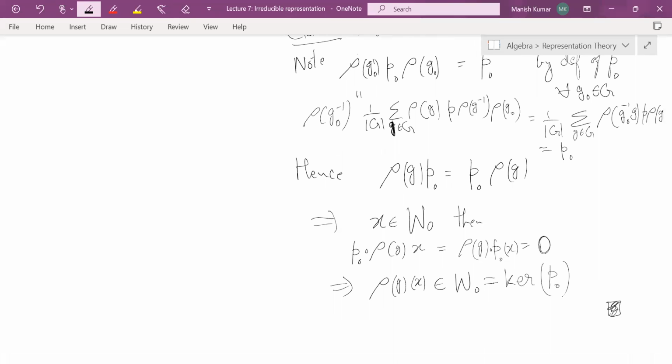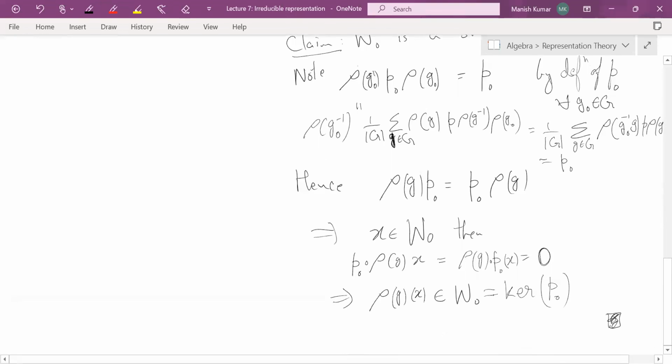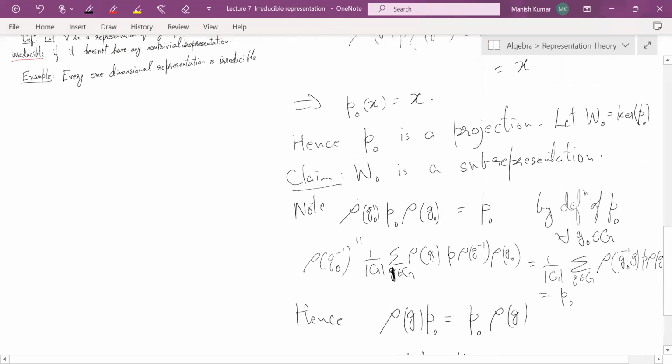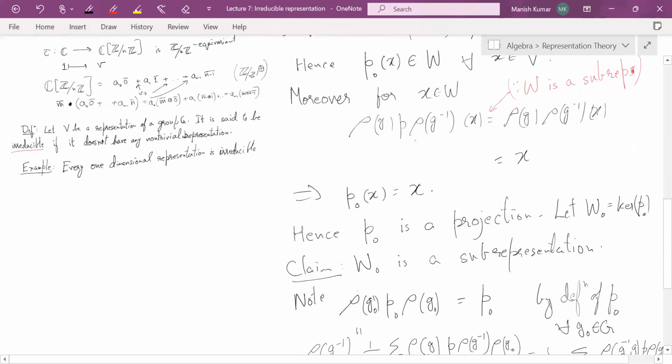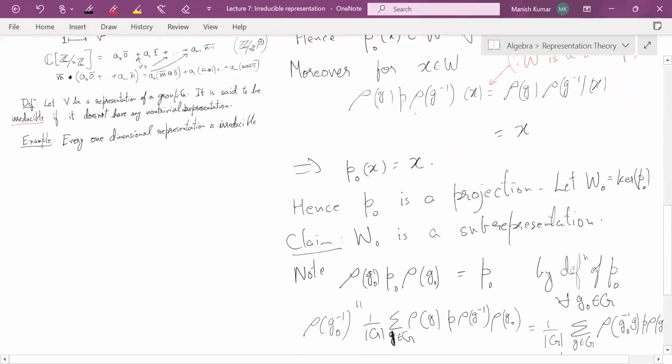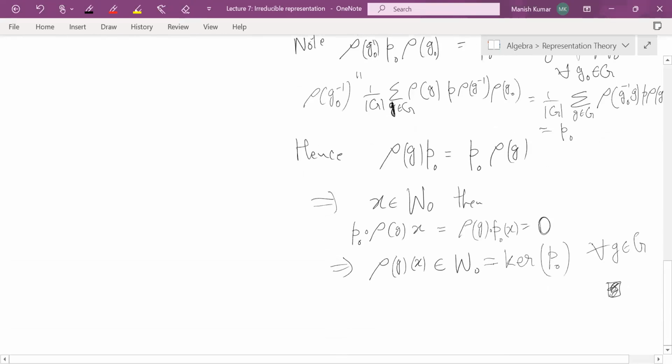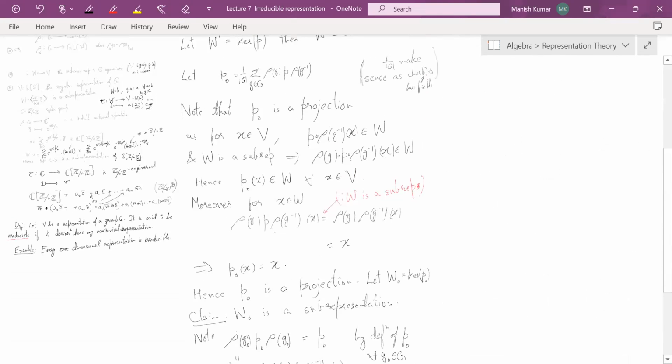So that tells you that W0 is a sub-representation. You start with anything in W0, you apply rho g to it, and this formula works for all G. Any questions? So that completes the proof. We wanted to get a complementary subspace which is a sub-representation, and that's what we did.